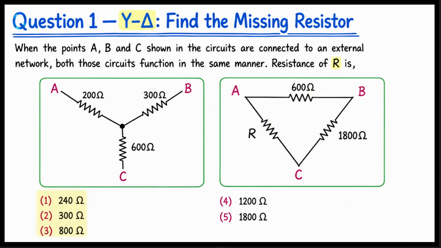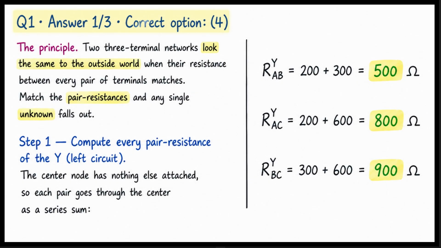The 2 networks have to be interchangeable when looked at from the A, B, C terminals. But nothing is stated about what is connected to those terminals, so the equivalence must hold for any choice of external network. The principle here is simple to state. 2 3-terminal networks look identical to an external circuit when all 3 pair resistances match. That gives us 3 equations in 3 unknowns, but in this problem 2 of the delta resistors are already given, so a single match is enough.